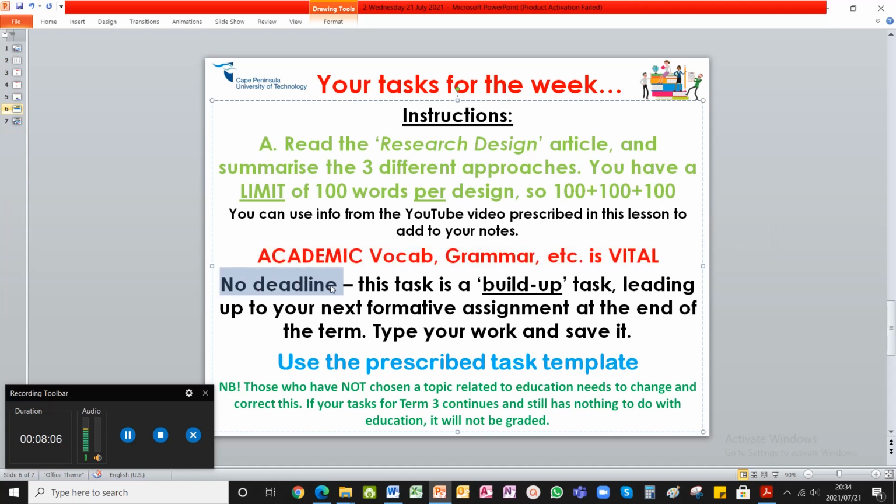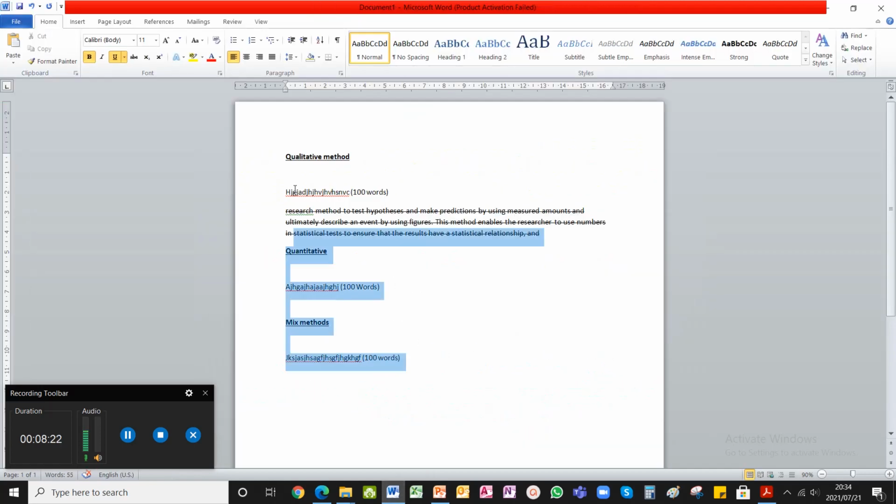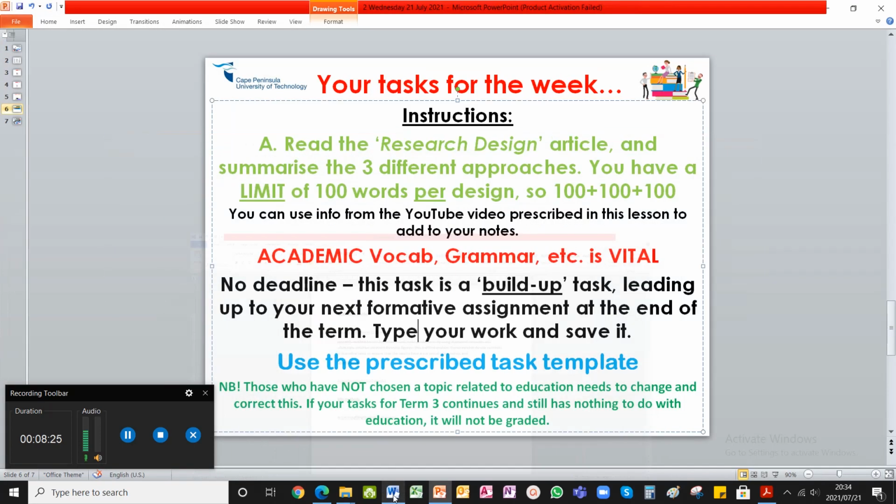There's no deadline for this task. This is a build-up task, the same like semester 1. You are building up these tasks which will lead towards your next formative assignment at the end of the term. This work you will have to type up, save, and keep until I send you the prescribed document for your next summative assessment. Alright, so don't leave your work for the last minute. By the time I do the next lesson, you should have completed your 300-word summary or essay regarding research methods.